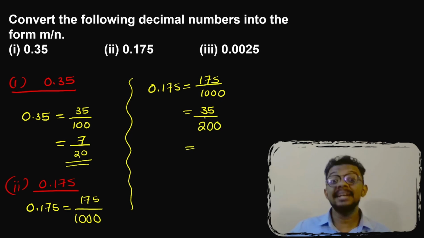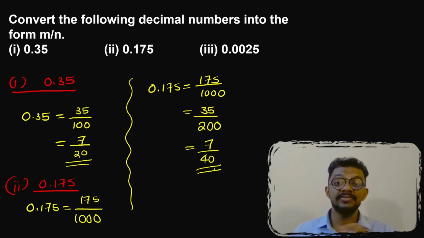Again, it's not over. 35 and 200, both are divisible by 5. 35 by 5, the answer is 7. 200 by 5. In 20, how many 5s are there? The answer is 4, so 40. 7 by 40 is the answer we are searching for.